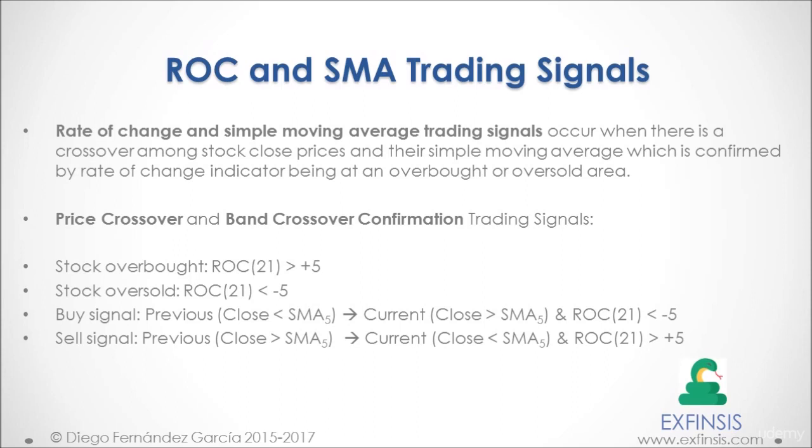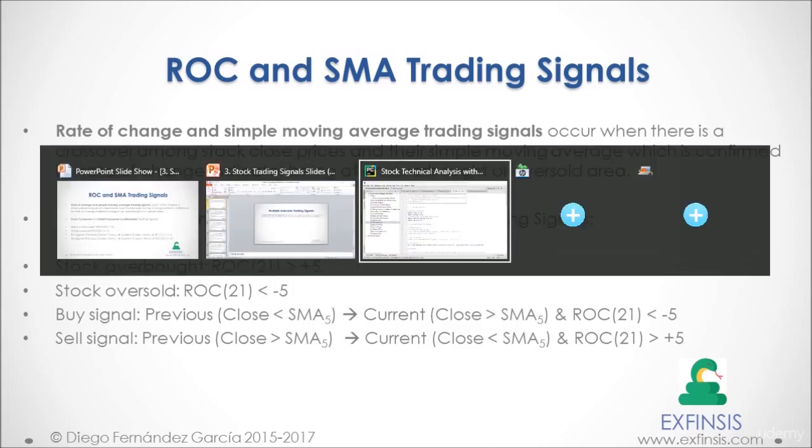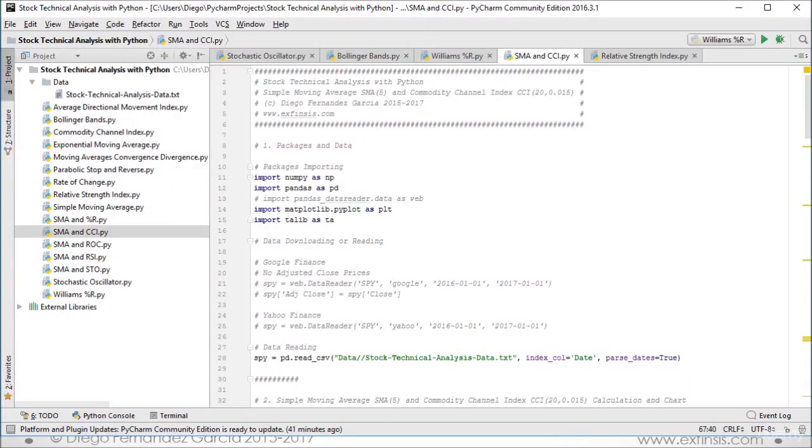Great, so let's go back into our Python PyCharm IDE so that we can study simple moving average together with commodity channel index and rate of change trading signals with greater detail. Excellent, so here we are back within our Python PyCharm IDE. In this lecture, we'll be working within SMA and CCI and SMA and ROC code files. If you have any questions about their setup, please go back to section 1, Stock Technical Analysis Data lecture, where all of that is explained with greater detail.